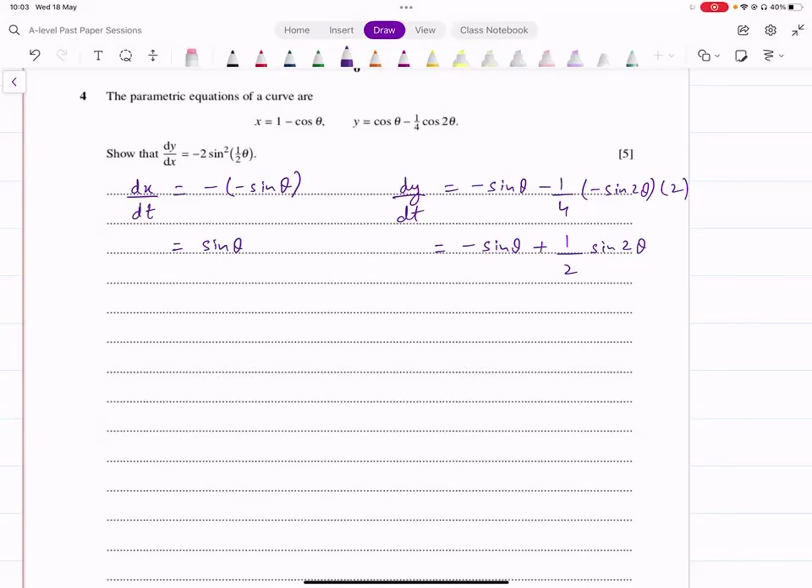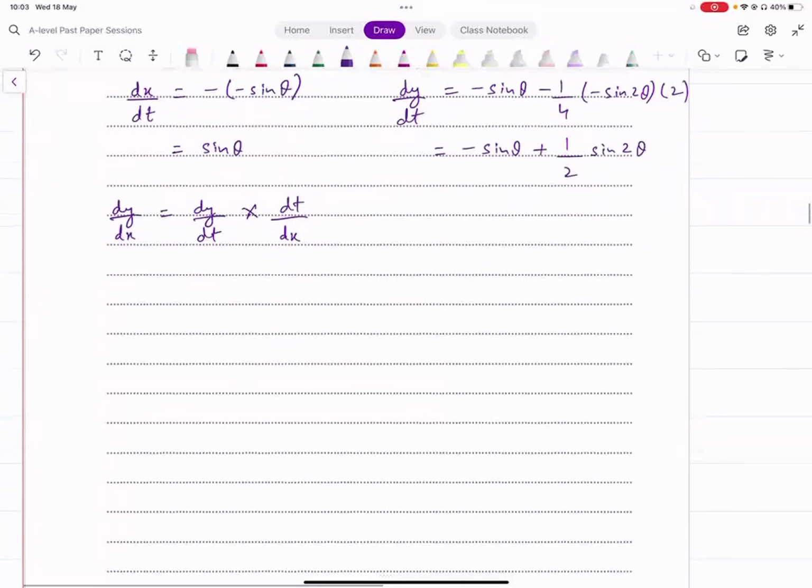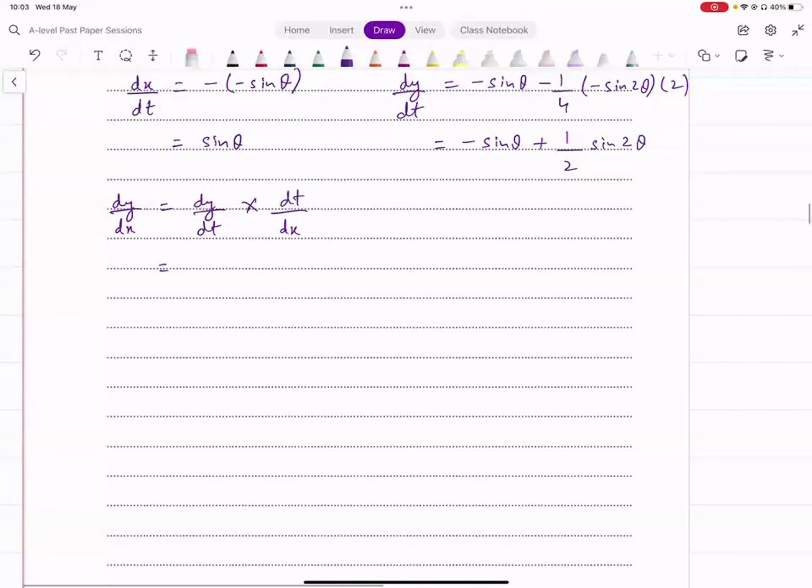अब dy over dx क्या हो जाएगा? उसमें हम chain rule use कर लेंगे. We get dy over dx equal to dy over dt into dt over dx. Okay, what's dy over dt? That is minus sine theta plus 1 over 2 sine 2 theta multiplied by dt over dx. That's basically reciprocal of this thing. It's a reciprocal, which is going to be 1 over sine theta.